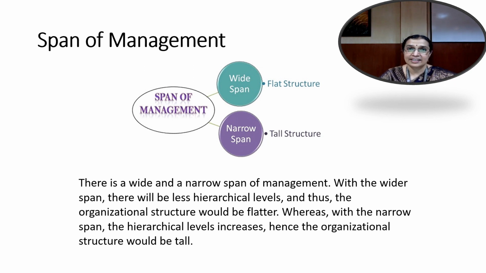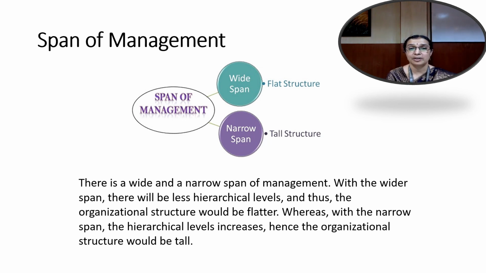Let me look into the next one, that is narrow span. Narrow span means there are a lot of hierarchies, so many employees reporting to higher levels, and a senior manager at the top. Let me make it a little more clear. Assistant manager reporting to a manager, manager reporting to a senior manager, senior manager reporting to a general manager, the general manager reporting to a director and senior director and so on. Here you find different levels of hierarchies. The structure of the organization is not flat in nature. It is tall in nature because you have different levels.